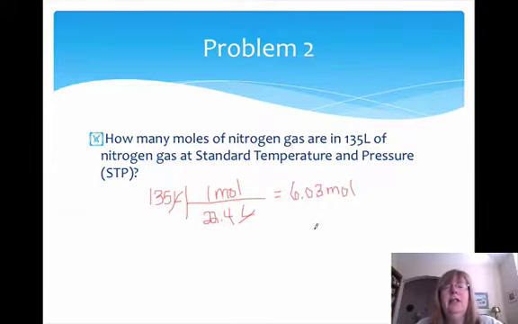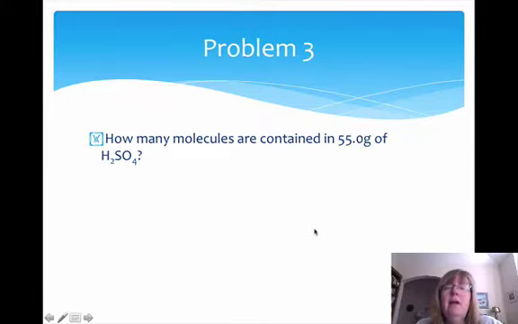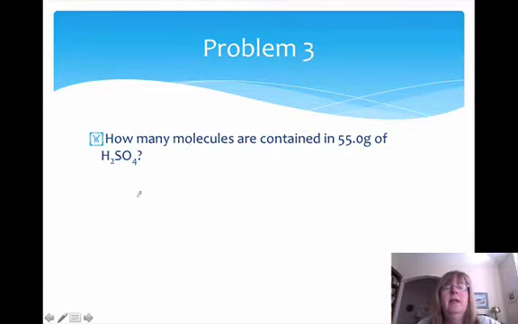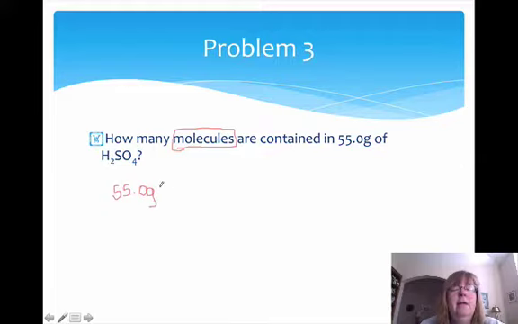All right, let's try another one. How many molecules? Now this is not moles, this is molecules. So it's a particle. How many molecules are contained in 55 grams of sulfuric acid? Do you remember your acid names? H2SO4, sulfuric acid, because that's sulfate.